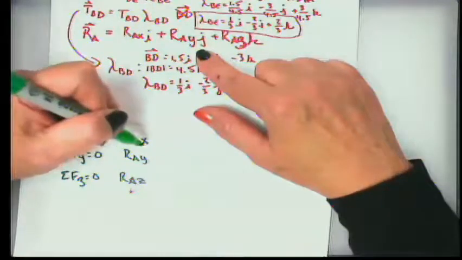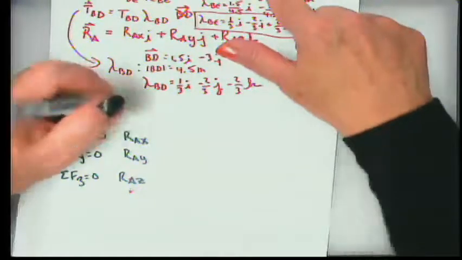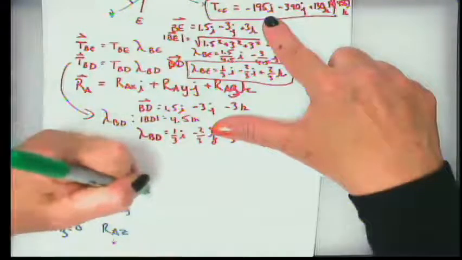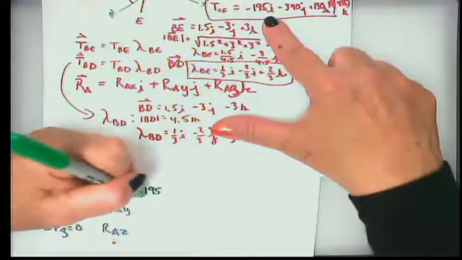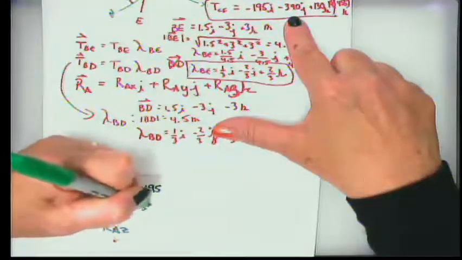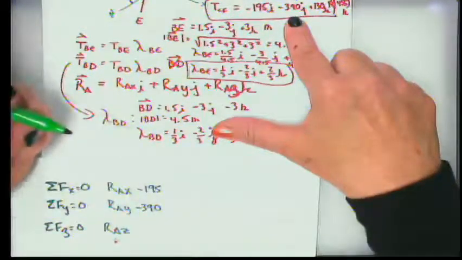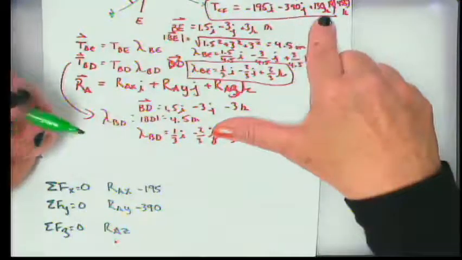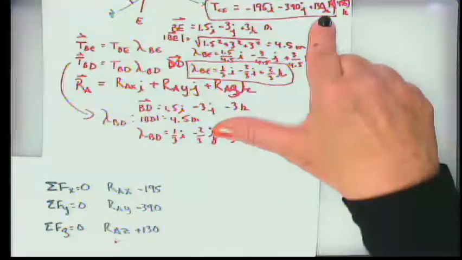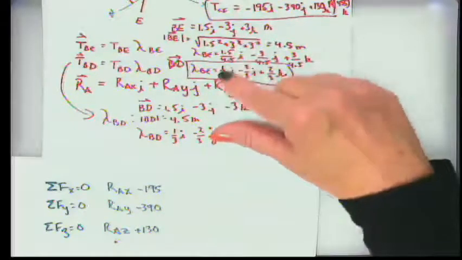Now to that, I need to take into account my x, y, and z components of the tension. So I get minus 195 from TCF in the x direction, minus 390 from TCF in the j direction, and positive 130 from TCF in the k direction. All right, now I have these two other vectors.